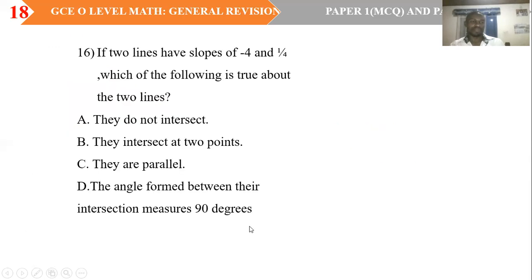Answer A. If two lines have slopes of -4 and 1/4, which of the following is true about the two lines?